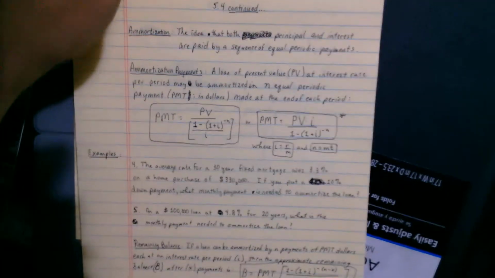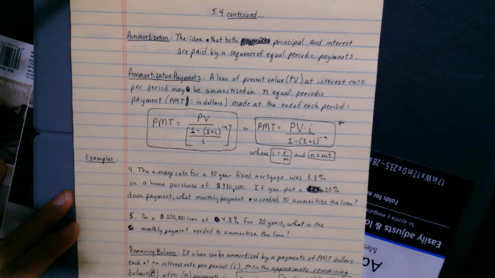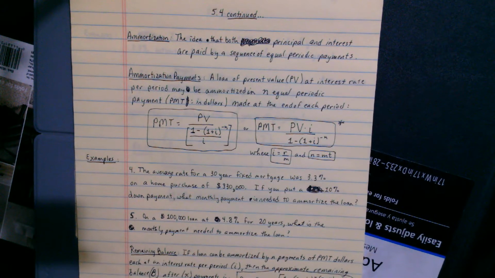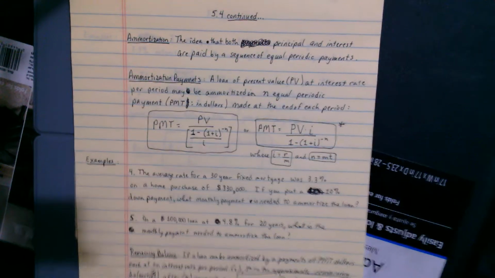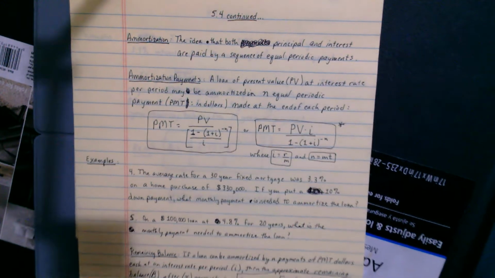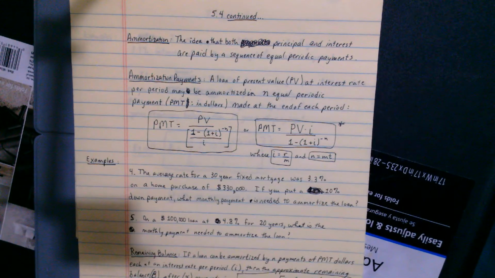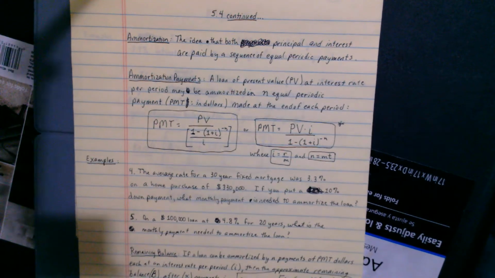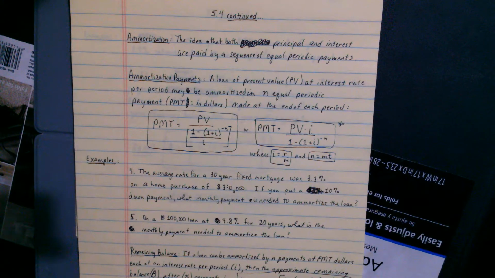All right, 5.4, continued, actually. Amortization is the idea that both the principal and the interest are paid by a sequence of equal periodic payments. So amortization is kind of like paying off a mortgage, or paying off what you owe in sequential payments in the order that you're supposed to pay. Usually we get charged by the month, so go with that. Amortization payments, but again, not always.